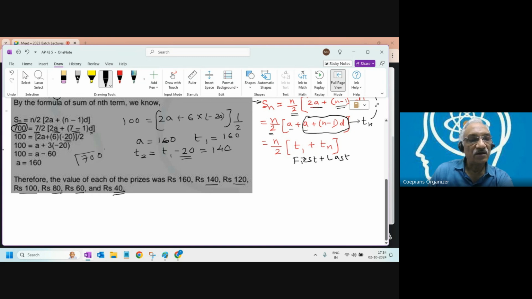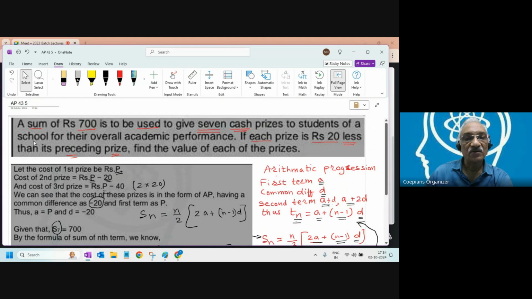Remember, students, it is important to list every prize, because they are asking in the question to find the value of each of the prizes. So don't miss listing all the prizes.